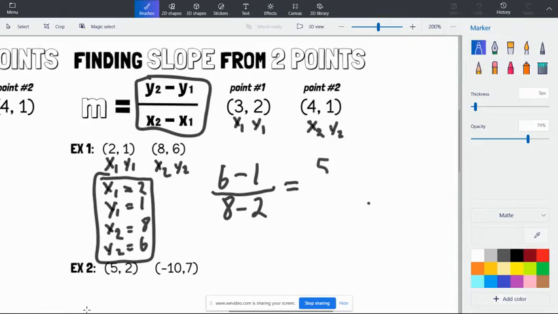6 minus 1 is 5. 8 minus 2 is 6. 5 divided by 6 is 5/6. You don't have to change it. Just leave it as a fraction. And that equals your m value.